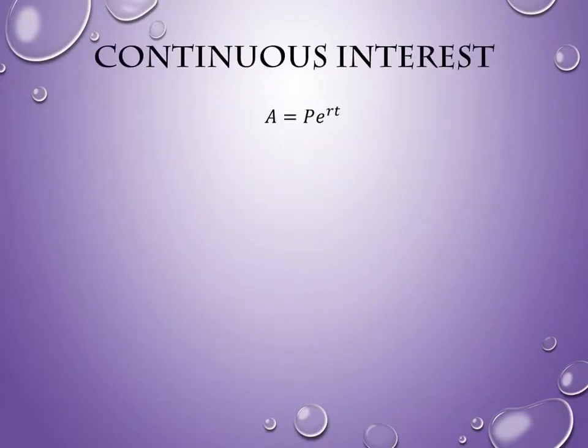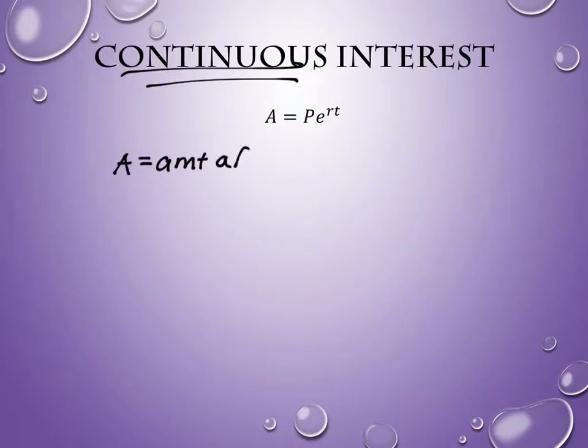And it actually comes from the idea of something happening continuously. So it's continuous interest, continuous compounding, continuous growth, continuous decay. The key word is continuous, and it follows this particular formula, A equals Pe to the rt. Now, most of that's very familiar. We've seen that before. A is the amount after time t. P is the amount initially.